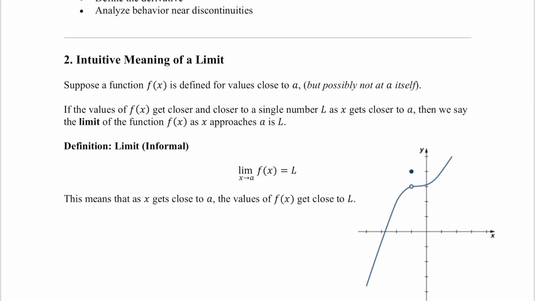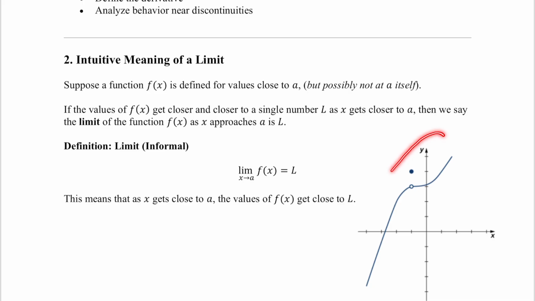The limit looks at what happens near the point. It does not always tell us the value of the function at that point. That is very important. A function can have a limit at a point, but not be defined at that point. Or a function can be defined at that point, but the limit does not exist. The value of the function and the limit are not always the same.